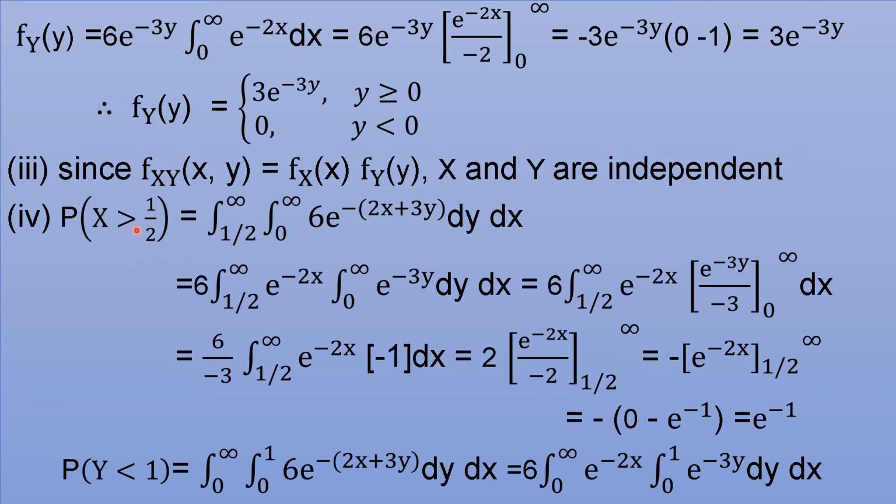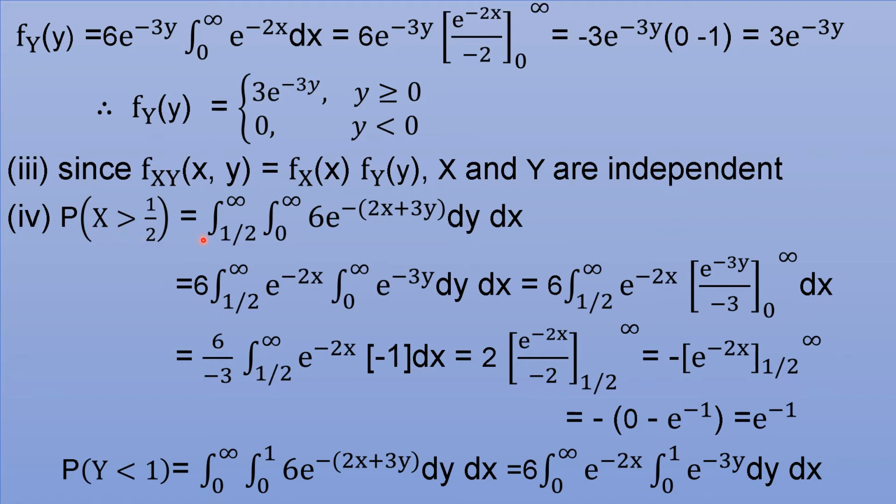Probability that x is greater than half. Remember, here in our question there are two random variables x and y. It is a question related to bivariate random variables x and y. So probability that x is greater than half means nothing is mentioned about y. So y varies from minus infinity to plus infinity. So for x greater than half means half to infinity.